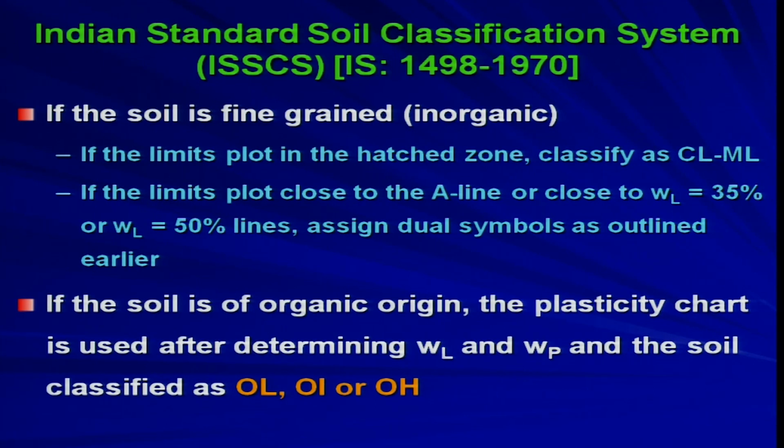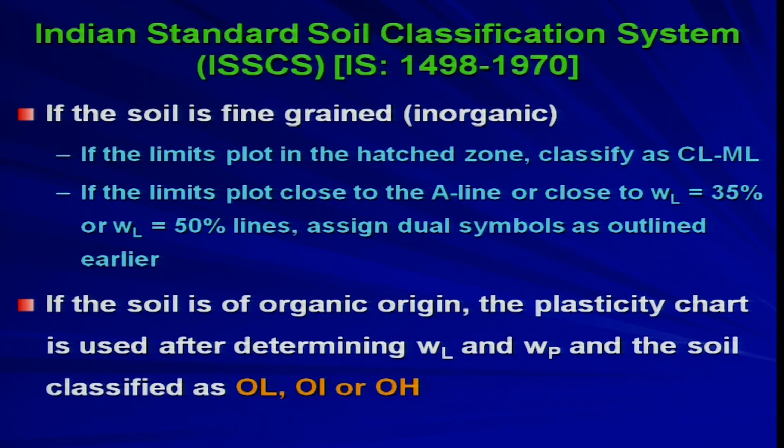If the soil is of organic origin, so now we are coming to the organic soil. If the soil is of organic origin, the plasticity chart is used after determining liquid limit and plastic limit, and the soil is classified as OL. If it is low plastic organic soil, then it is OL. If it is intermediate plastic organic soil, then it is OI or OH, right.